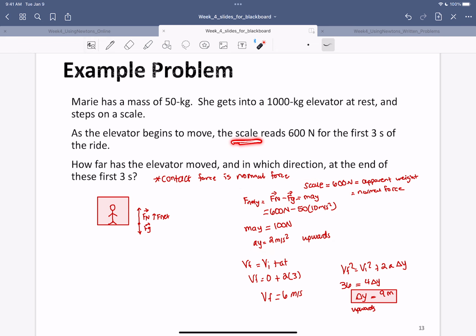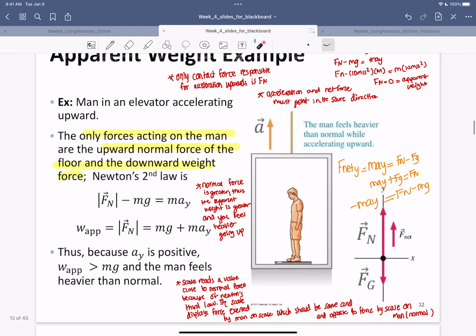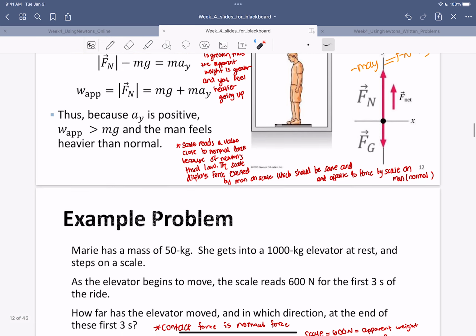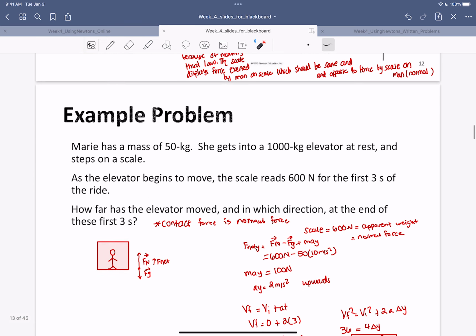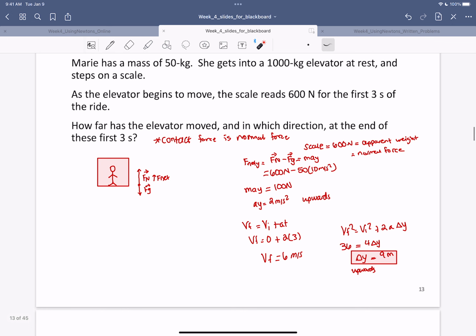Whatever the scale reads on an elevator, this is the type of problem. A scale will show your apparent weight. It won't show your actual weight on an elevator if there's a net force upwards or downwards. Otherwise, if you step on a scale at home and there's no net force, you're going to get an accurate measurement. But if you have a net force upwards or downwards, the scale is going to show you that apparent weight. So in this case, the apparent weight is 600 newtons, for example, right?